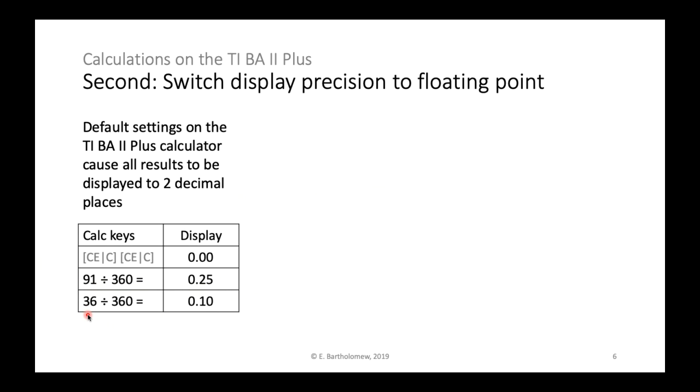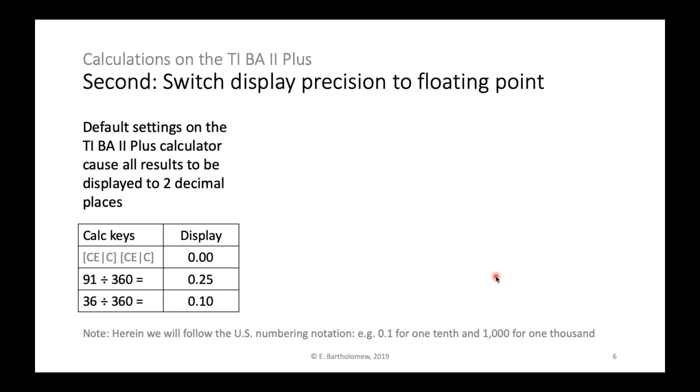If we were to enter 36 divided by 360, where that divides evenly, that would show up as 0.10, even though the answer is 0.1. It would show 2 decimal places. Now, I should note here that we're using the point to represent decimal places, and that's following the U.S. convention. So we'll do that for the rest of these presentations, as well as using a comma to express thousands or millions as a separator.